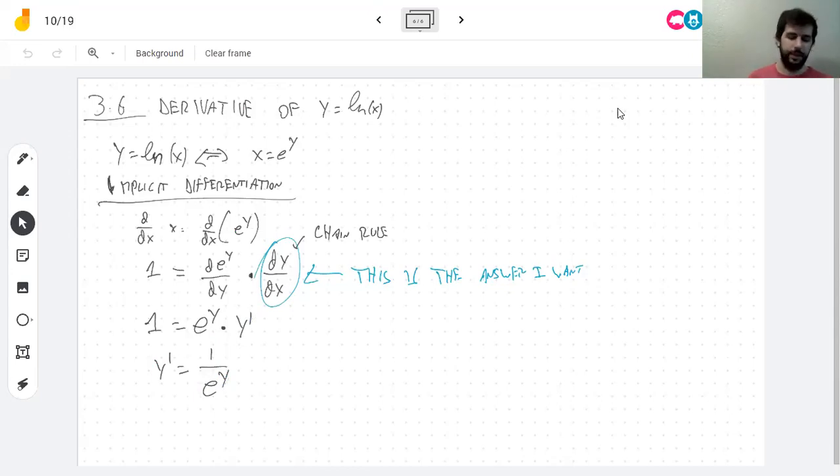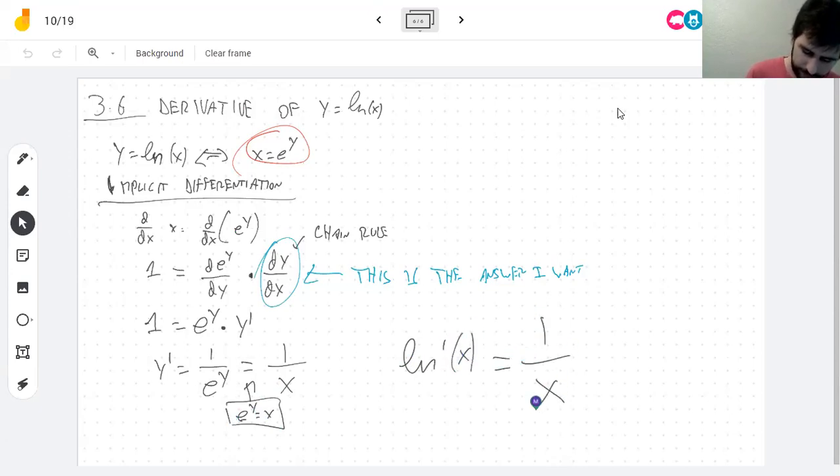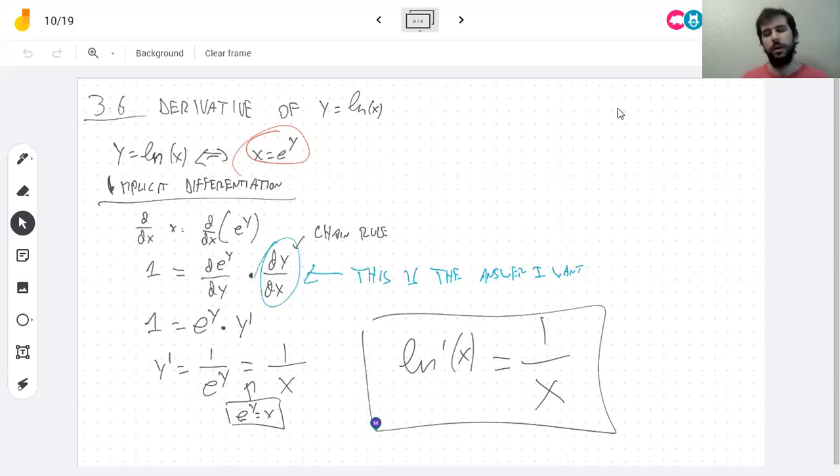I could look at it like this, but I really don't want to, because I started off saying that e to the y was x. So y prime, the derivative of logarithm, is 1 over x. Holy crap, that is fascinating. The derivative of logarithm is 1 over x. That is just so interesting. I wasn't expecting that at all.